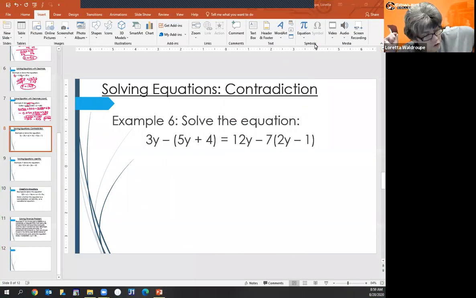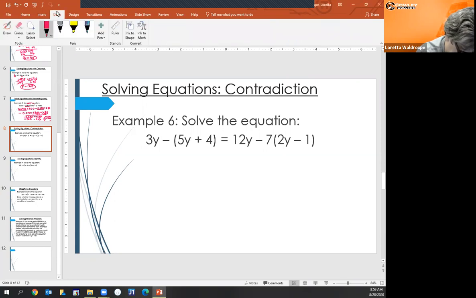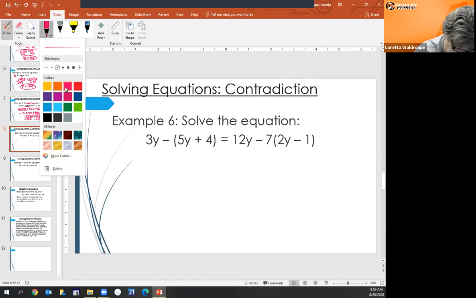This is your third and final lecture on 2.3, dealing with contradictions, identities, and classifying equations. We know this is a contradiction only because it tells us at the top. Okay? So let's see why it's a contradiction.